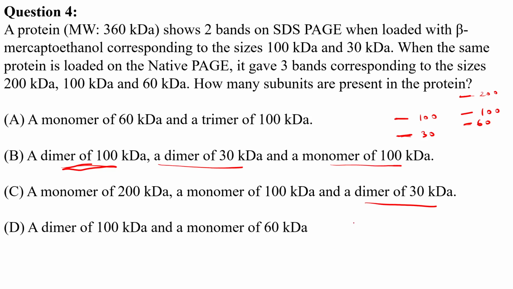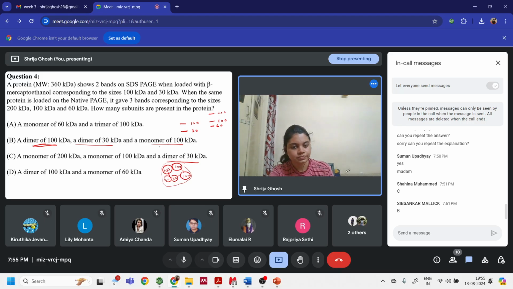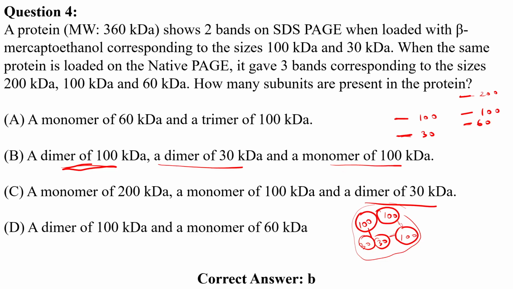So, this protein is basically a complex protein which has a dimer of 100 kilodalton, a monomer of 100 kilodalton and a dimer of 30 kilodalton. All are in close proximity and all are somehow interconnected to each other. So this is a huge complex protein of 360 kilodalton total, which has a dimer of 100, a dimer of 30 and a monomer of 100 kilodalton. So option B is the correct answer here. Do you understand?